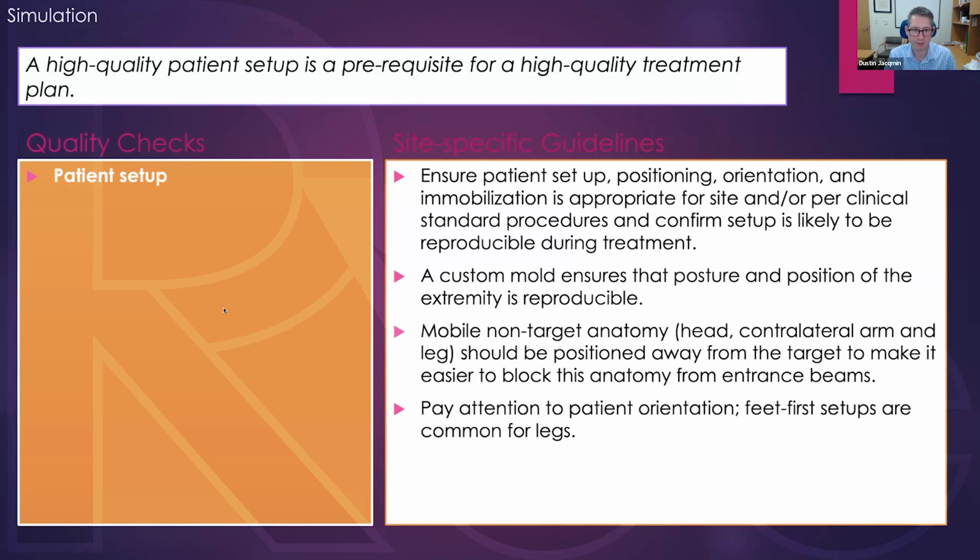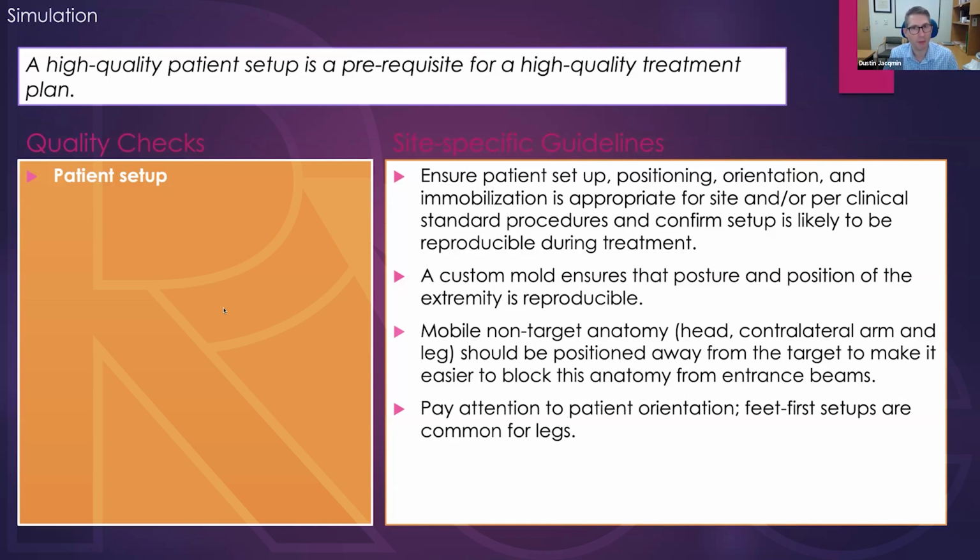Any mobile non-target anatomy like the contralateral arm, contralateral leg, or the head should be positioned away from the target to make it easier to block that anatomy from entrance beams. And of course, pay attention to patient orientation. Feet first setups are very common for legs. This gives better clearance for the machine and allows lower parts of the extremities to be treated on a linear accelerator. So it's very important to pay attention to which setup was used.